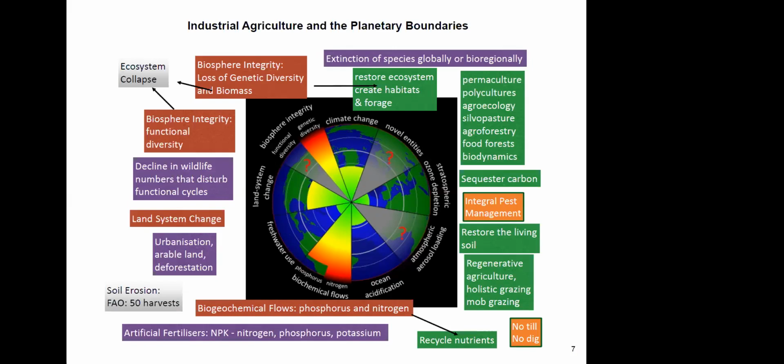But very importantly as well, we see that the change from woodland and pasture to arable land for growing crops, particularly grains, the land system change there has been drastic since the beginning of the Second World War. And of course, deforestation is part of that as well. So we can see clearly that industrial agriculture is playing a major role in these functions that are starting to break down.